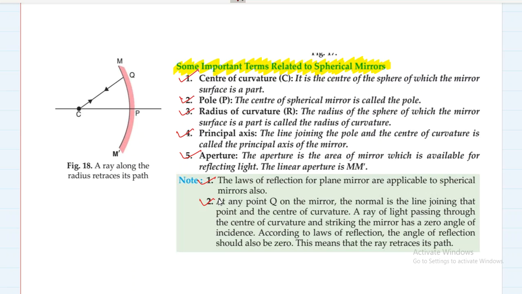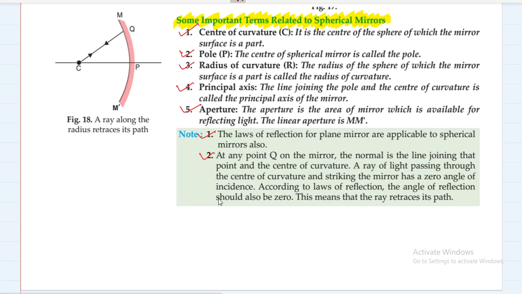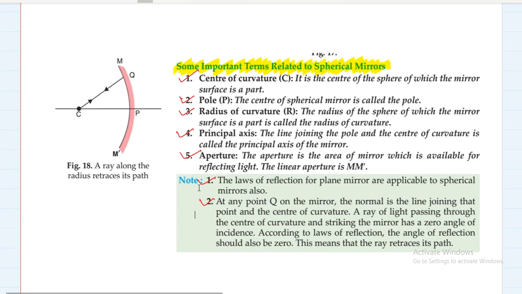The incident ray, the reflected ray and the normal at the point of incidence all lie in the same plane. ये दोनों लॉज यहां भी एप्लीकेबल हैं। स्फेरिकल मिरर्स के लिए कोई नए लॉज नहीं हैं। ठीक है, अच्छा, at any point Q on the mirror, the normal is the line joining that point and the center of curvature. A ray of light passing through the center of curvature and striking the mirror has a zero angle of incidence. According to laws of reflection, the angle of reflection should be zero.